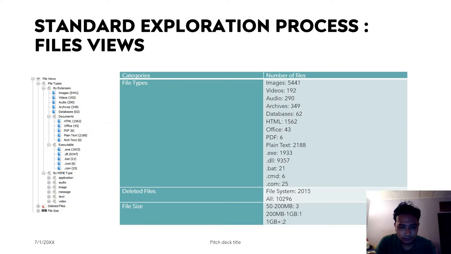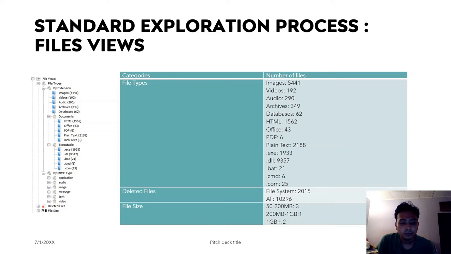The file types: you can see there are about 5,000 images, about 192 videos, audio, archive, database, and HTML. We also have deleted files. You have the file system, DJ 2000, and all the different types of files total about 10,000. Autopsy also categorizes files by file size: 50 to 200 megabytes, 200 megabytes to 1 gigabyte, and over 1 gigabyte. So this is the file view from Autopsy.